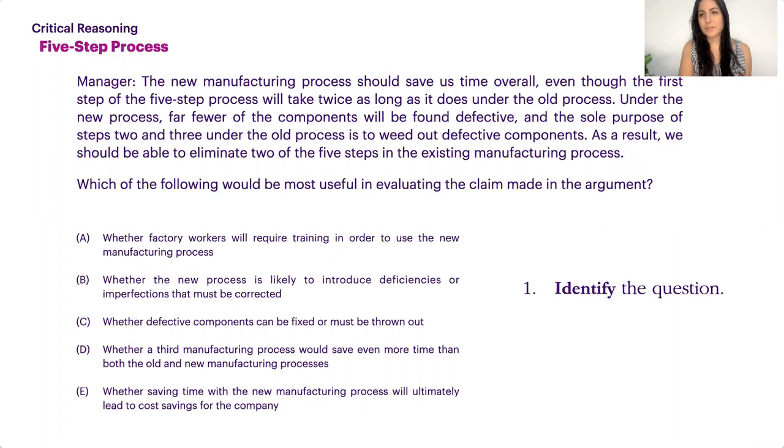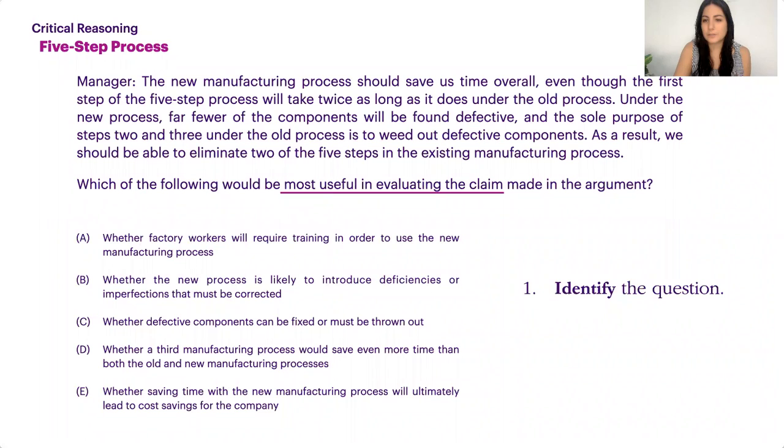The first thing we're going to do is identify the question based on how it's worded. Here it says, which of the following would be most useful in evaluating the claim made in the argument? That means that we're dealing with an evaluate question, and we're going to have to evaluate if what they are concluding or claiming or arguing is valid.